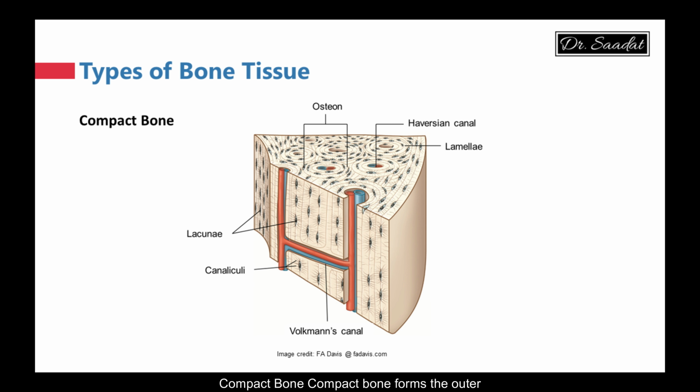Compact bone. Compact bone forms the outer layer of most bones. It has a dense and solid structure due to tightly packed osteons, which are cylindrical units containing osteocytes surrounded by concentric layers of bone matrix called lamellae. This dense organization gives compact bone exceptional strength and rigidity, allowing it to withstand significant weight and pressure. Compact bone also contains Haversian canals for blood vessels and nerves, ensuring proper nourishment and communication within the bone.